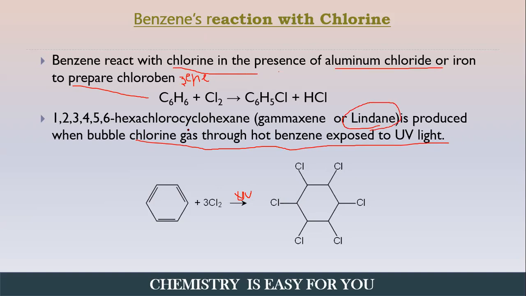So the reagents are the same, but the products are different because of the reaction condition. What is the difference? When benzene reacts with chlorine in the presence of aluminum chloride or iron chloride, we get chlorobenzene. But when we bubble chlorine gas through benzene in the presence of UV light, we get 1,2,3,4,5,6-hexachlorocyclohexane. I hope you get the difference. These kinds of questions can be asked to trick you in the examination, because all of us would believe it is chlorobenzene, but no, there you go, the answer is different.